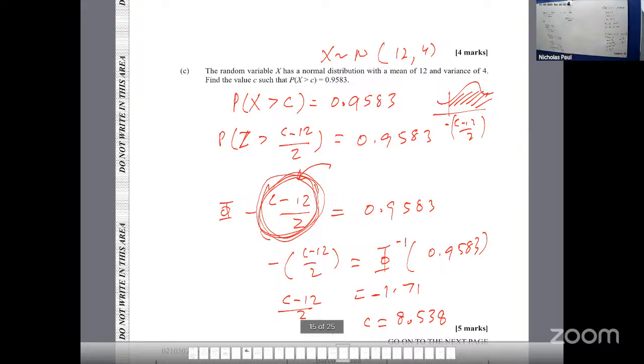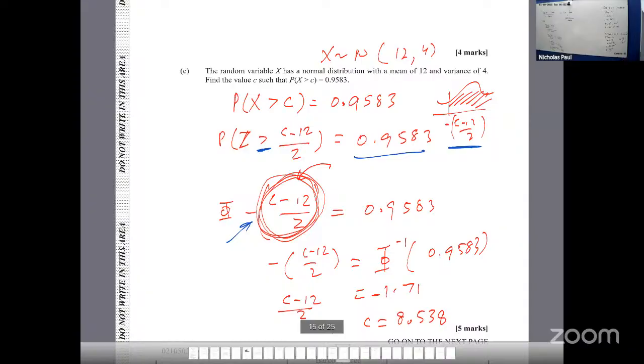Okay. So two things I want you to remember. When it's more than and the value is bigger than 0.5, the value is negative, and where to put the negative sign. Okay. All right. That's the end of that for now.